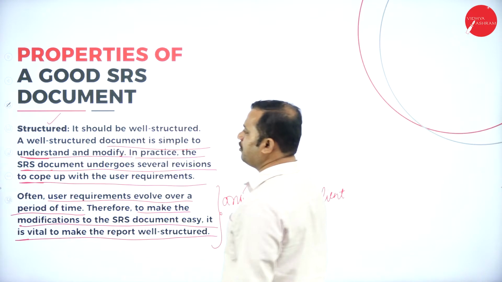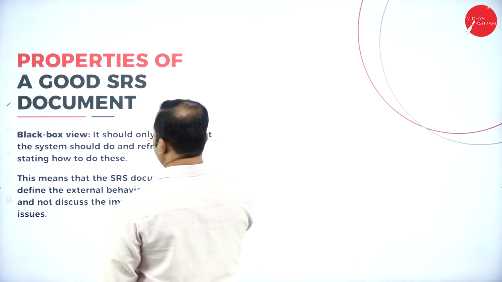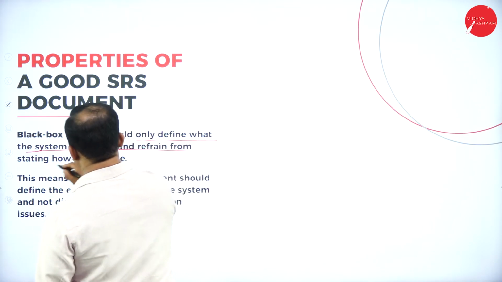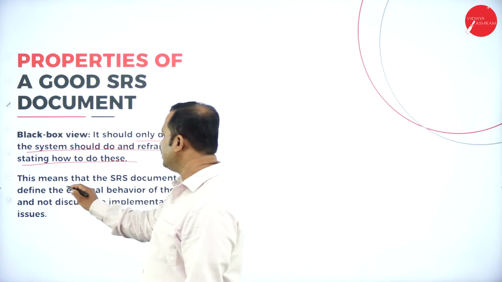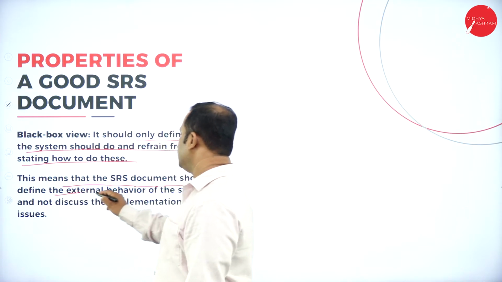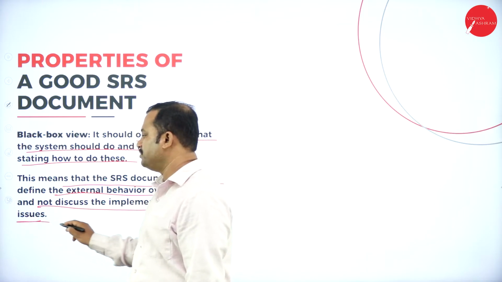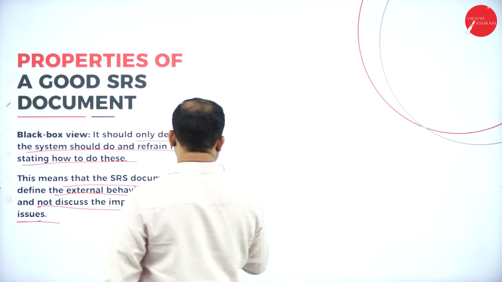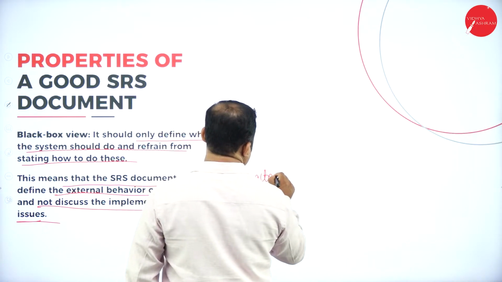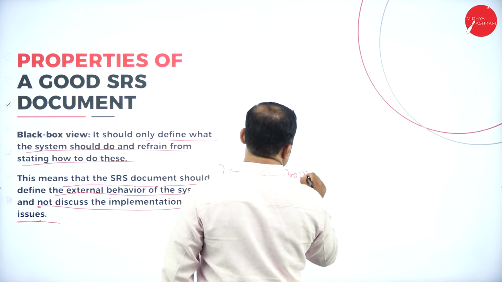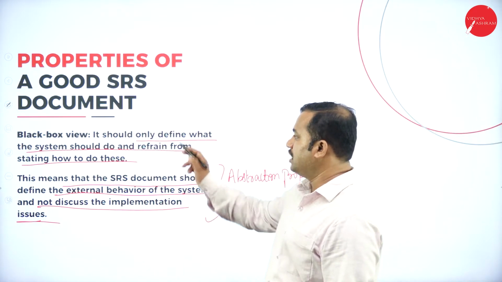which is the next type of property, that is black box view. It should only define what the system should do and refrain from stating how to do this. This means that the SRS document should define the external behavior of the system and not discuss the implementation issues. That means the abstraction property. Abstraction property, that is called as a black box view.